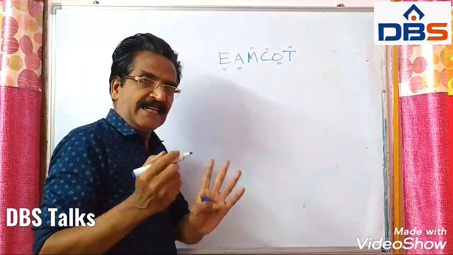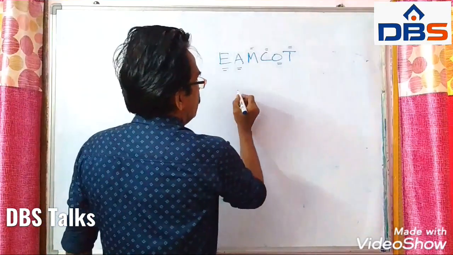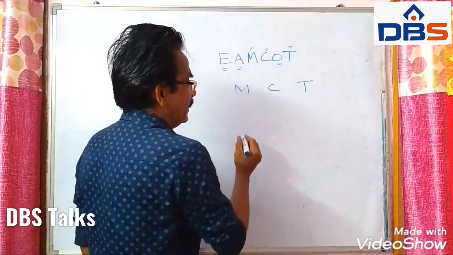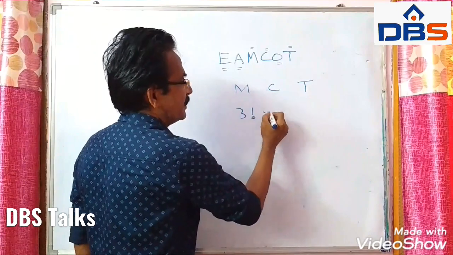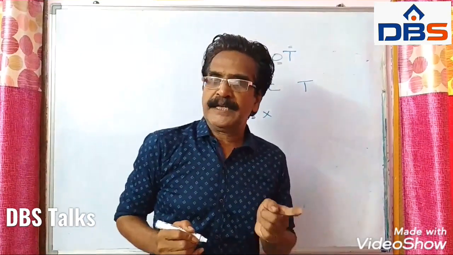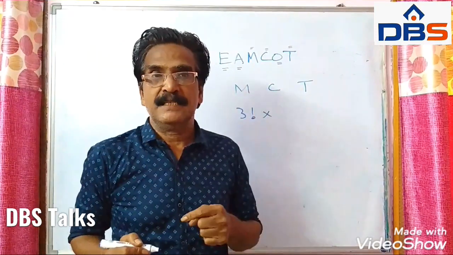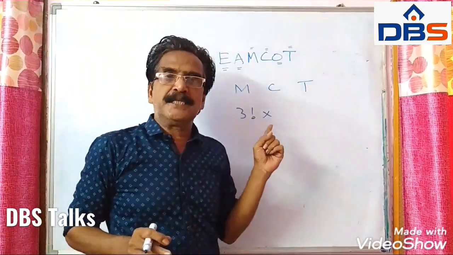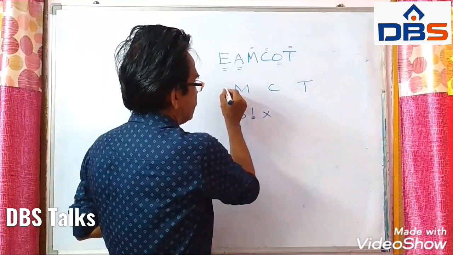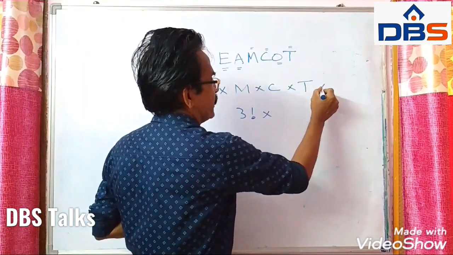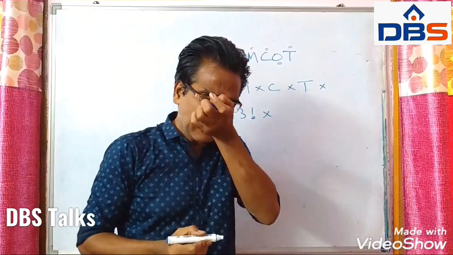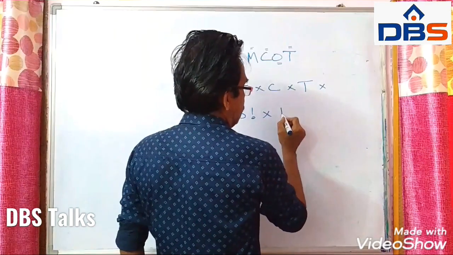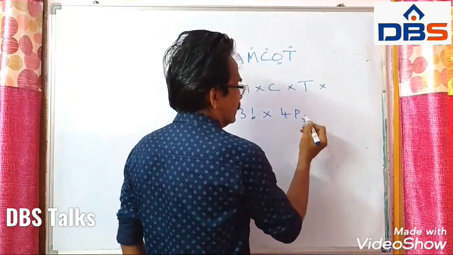So now let us arrange the three consonants M, C, T. These three consonants can be arranged in 3 factorial ways. Now we have to arrange the remaining 3 vowels. The condition is no 2 vowels should come together. So how many places are there for the 3 vowels? Here we have 4 places to arrange these 3 vowels so that no 2 vowels come together. So 4 places are available and we have to arrange 3 letters.